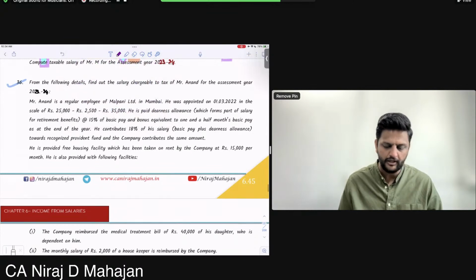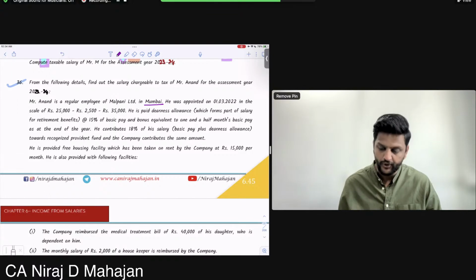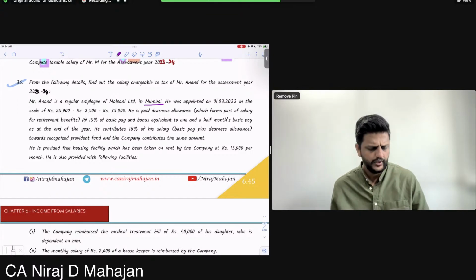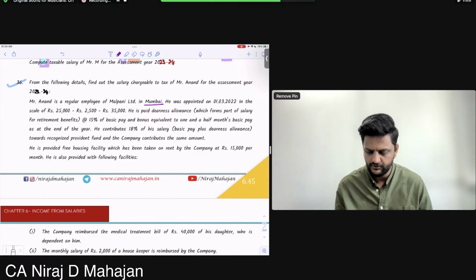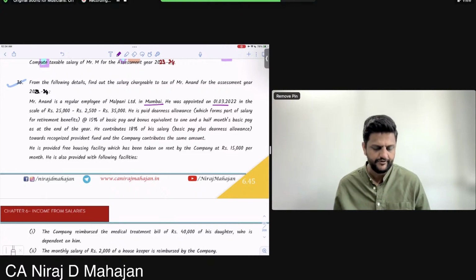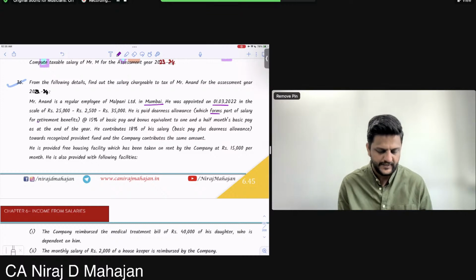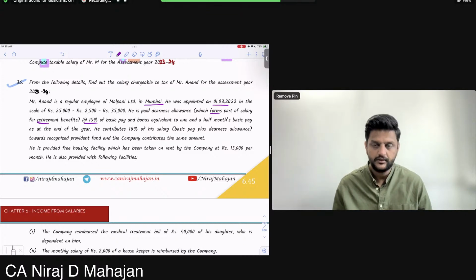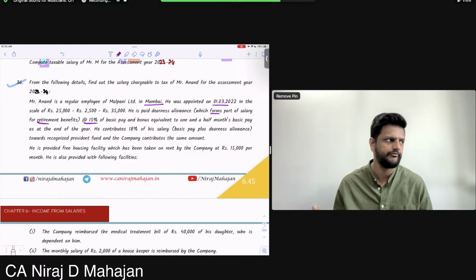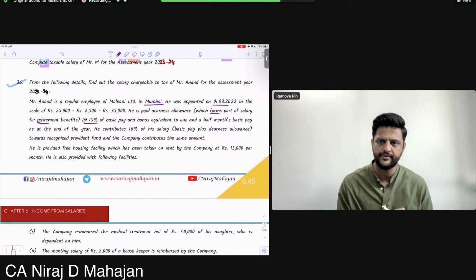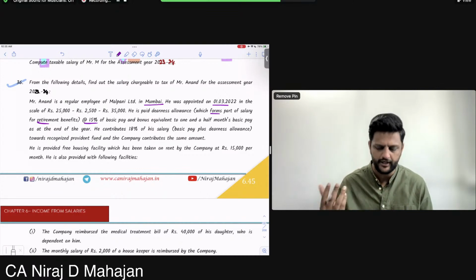He was a regular employee of Malpani Limited in Mumbai. Mumbai may be important for HRA. Let's see. He was appointed on 1st March 22 at the scale of 25,000, 2,500 and 35,000. I hope this much is clear to you. He is paid DA which forms part of retirement at 15% of basic. So DA forms part fully of retirement. Understood or no? DA is 15% of basic, but entire DA forms part of retirement.